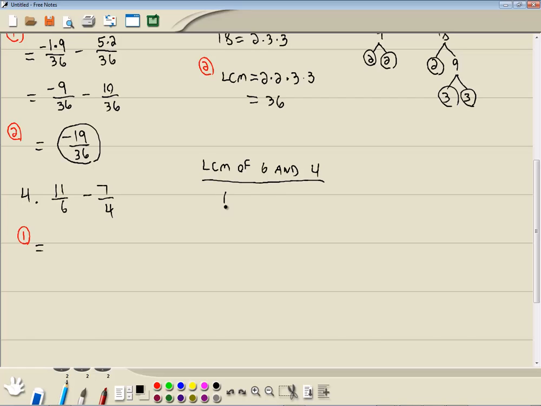Well, step 1, do the prime factorization of each number. 6, I haven't done that over here, so 6 is 2 times 3. 2's prime, so we circle it. 3's prime, so we circle it. So 6 is 2 times 3. Now 4, I went ahead and created a tree up here. 4 is 2 times 2.